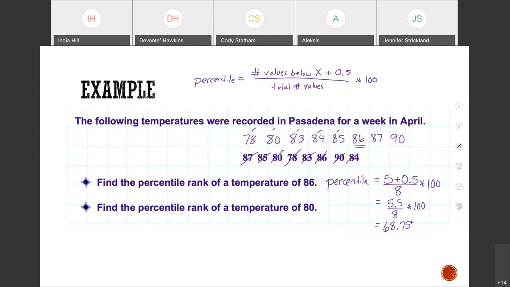And percentiles only come in whole numbers. You don't have a percentile that is a 68.75. You have a 68th percentile, you have a 69th percentile, but you don't have it in between. And so we tend to just round this to the closest whole number. Sometimes we round down, sometimes we round up. But if it's 0.75, I would round it up. And so we would be looking at the 69th percentile.